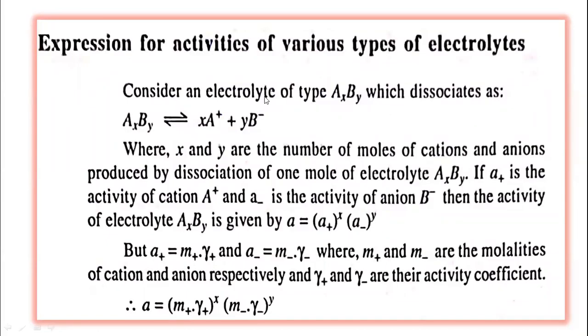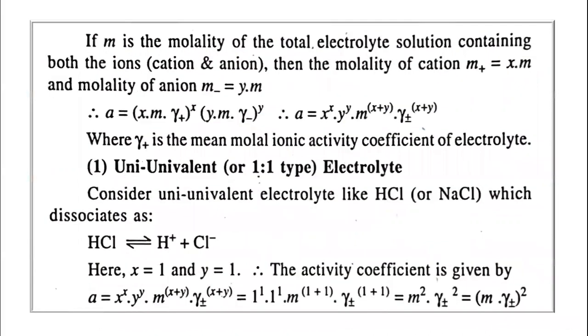In the previous video, we discussed the expression for activities of various types of electrolytes. We derived the expression for the activity of the electrolyte: activity is equal to x raised to x, y raised to y, m raised to x plus y, gamma plus minus raised to x plus y. So this is the general expression for the activity of the electrolyte.